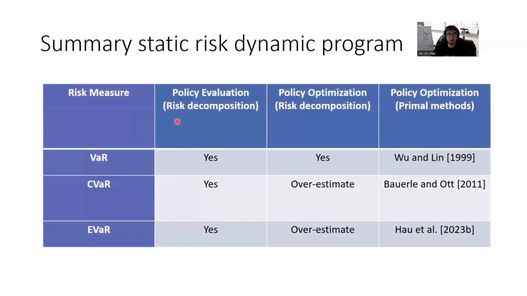As a summary, for policy evaluation with risk decompositions, you can do it with VaR, CVaR, and EVaR. But if you want to do policy optimization, you can do it with VaR with risk decompositions. But for CVaR and EVaR, you would overestimate your value functions.